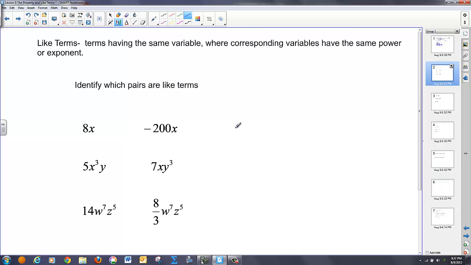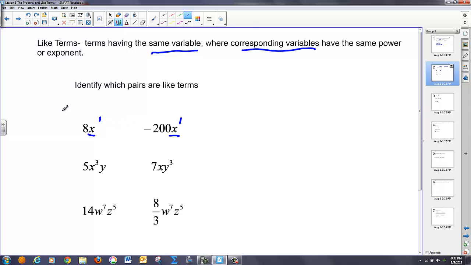Like terms are two or more terms having the same variables, and their corresponding variables, the ones that are alike, have the same exponent. So what I want to do is identify all pairs that are like terms. You'll notice in this case each has an x, and that x doesn't show a power, but the power in each case is actually 1.